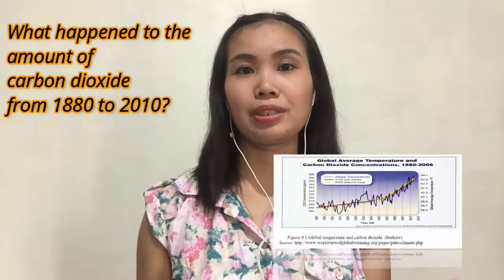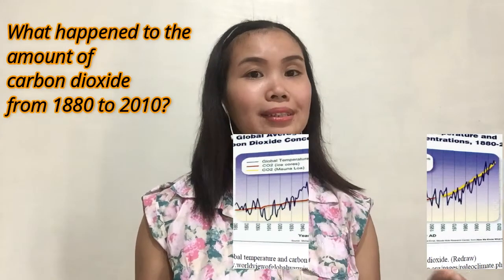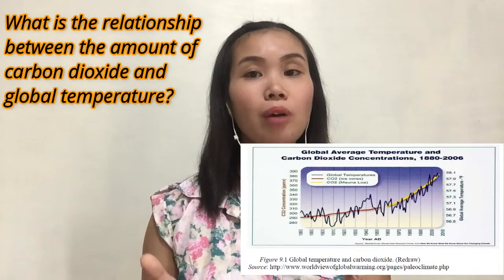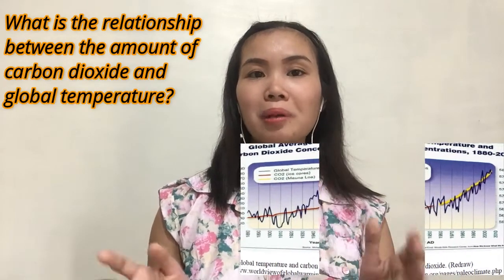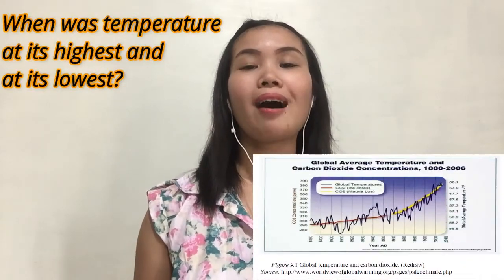What happened to the amount of carbon dioxide from 1880 to 2010? What is the relationship between the amount of carbon dioxide and global temperature? When was temperature at its highest and its lowest?